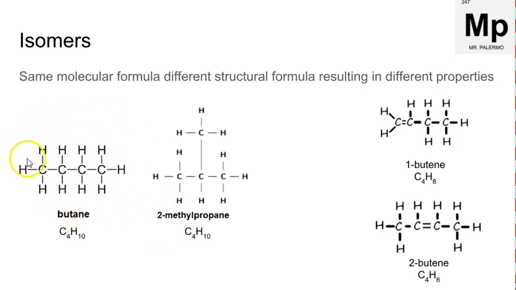So how do you make an isomer of a straight chain like butane, if they ask you to? Simply take one of the end carbons and hydrogens and then attach it as a branch on one of the middle carbons, as we did here.